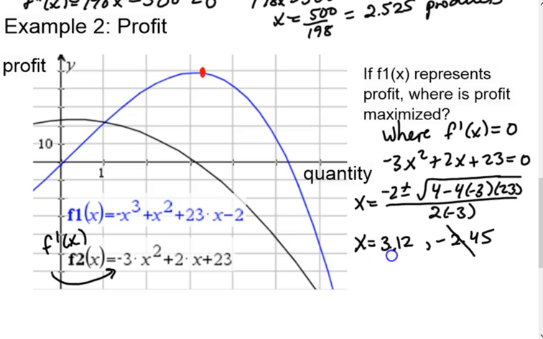Obviously, I'm not interested in a negative number of tables, so this tells me that at about 3.12 tables, I'm making my maximum profit here. These are both examples of where a derivative is used in business for business cost functions. If you go into business, you will be taking calculus for business, and you'll be doing problems similar to this. It's not very difficult calculus, but it is calculus.